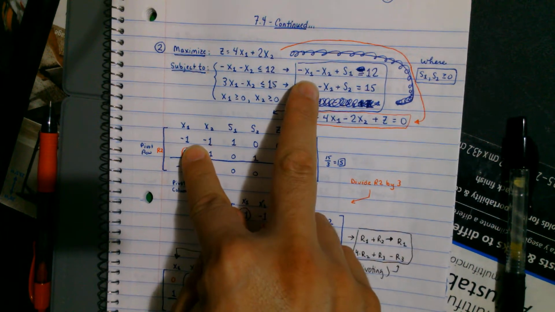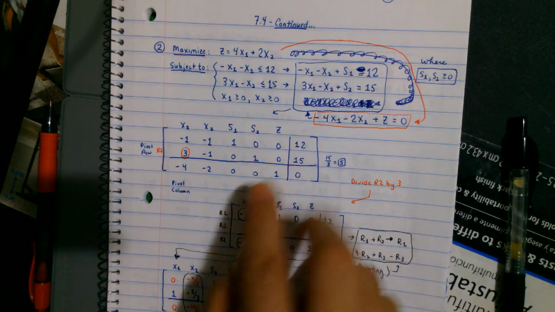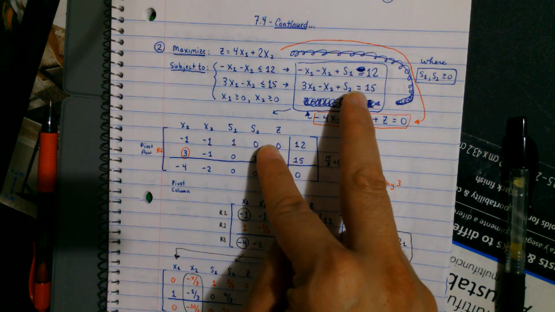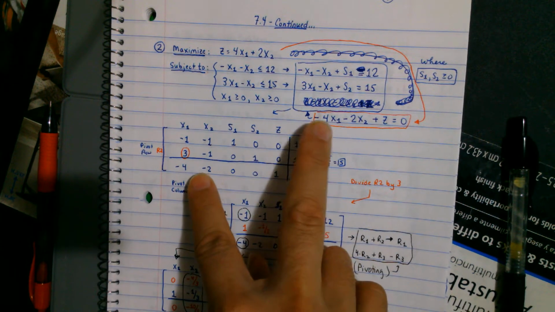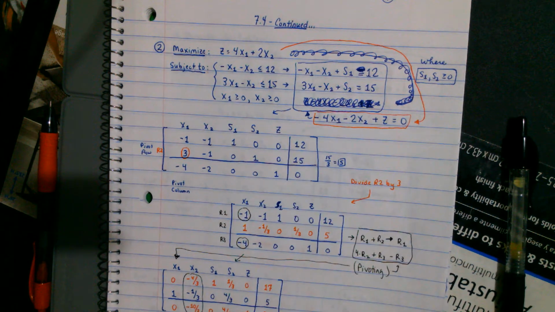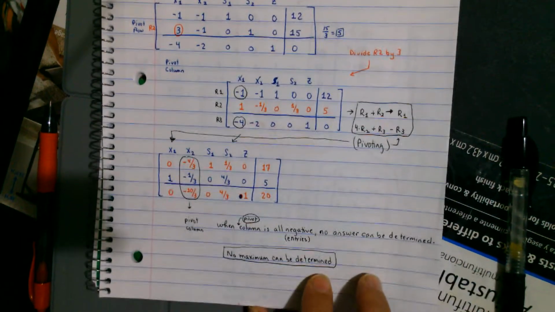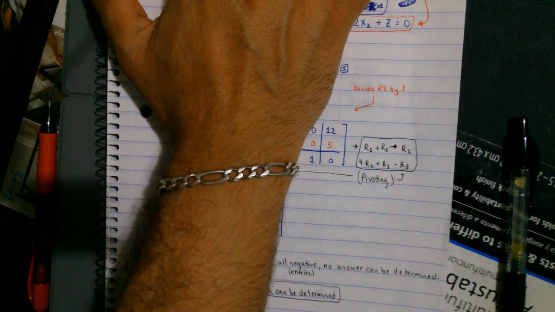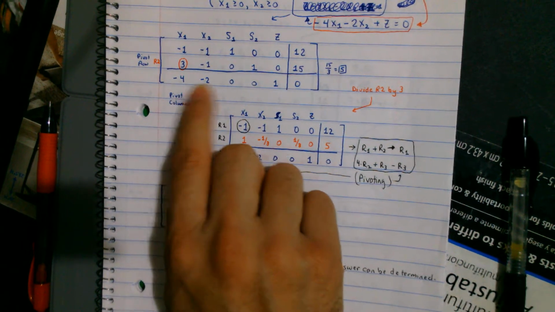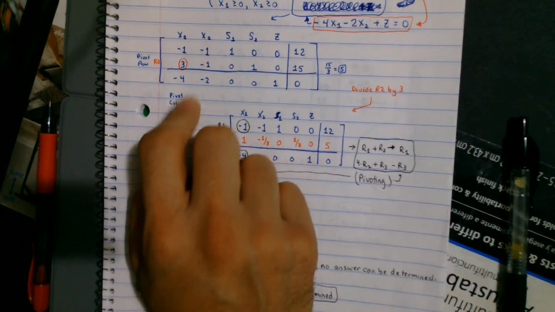Again, negative 1, negative 1, 1, 0, 0. 3, negative 1, 0, 1, 0, 15. Negative 4, negative 2, 0, 0, 1, 0. And that's how you put it in the tableau. Okay? So now here is a different situation in the sense that I have two rows. Now notice that out of these two, my most negative indicator is this one, negative 4. So this is my pivot column.